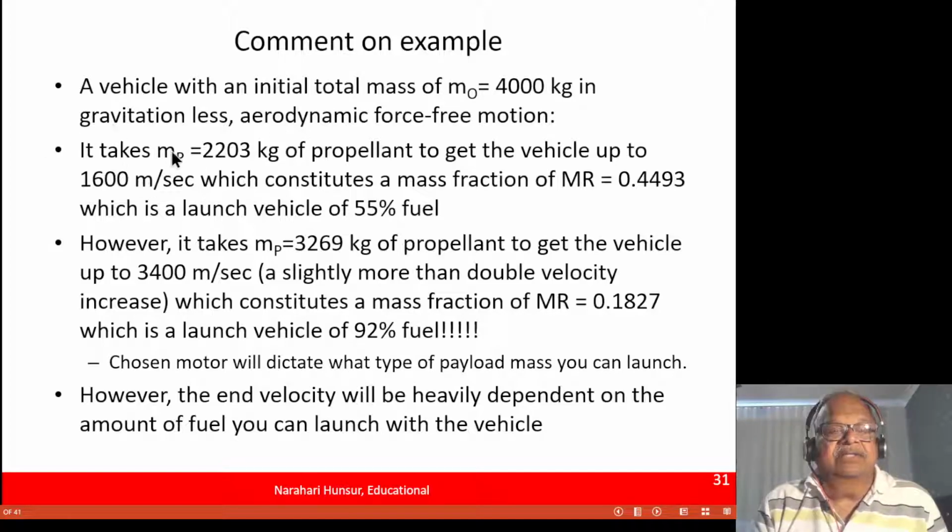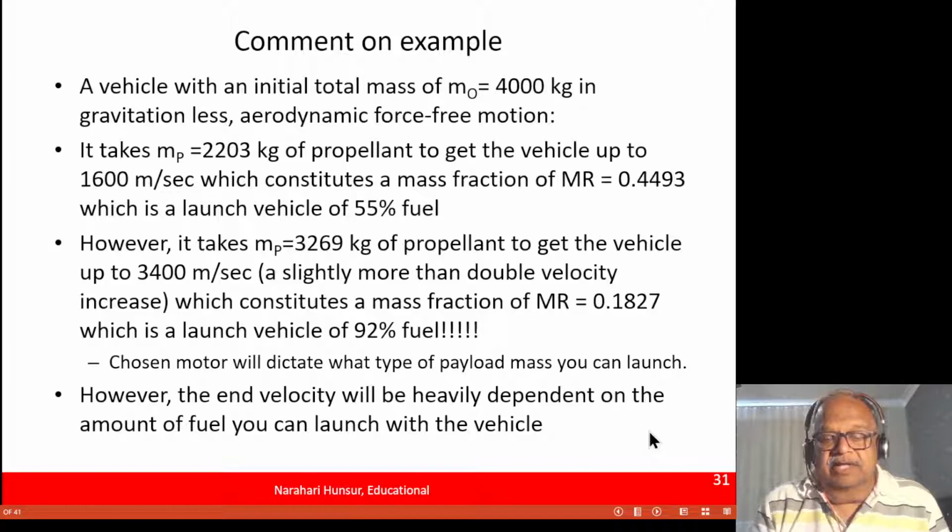Commenting on the example, as I mentioned here, it takes about 2,200 kg of propellant to get the vehicle up to 1600. It takes nearly 3,000 to get the vehicle up to 3,400 meters per second, which constitutes a mass ratio of, meaning 92% fuel. And of course, the chosen motor will dictate what type of payload mass you can launch, because whatever you have left now may be only 10, 15 kg, because the rest will be the equipment, and you're spending an enormous amount of propellant giving it a velocity of 3,400 meters per second, but nothing much you can put there.